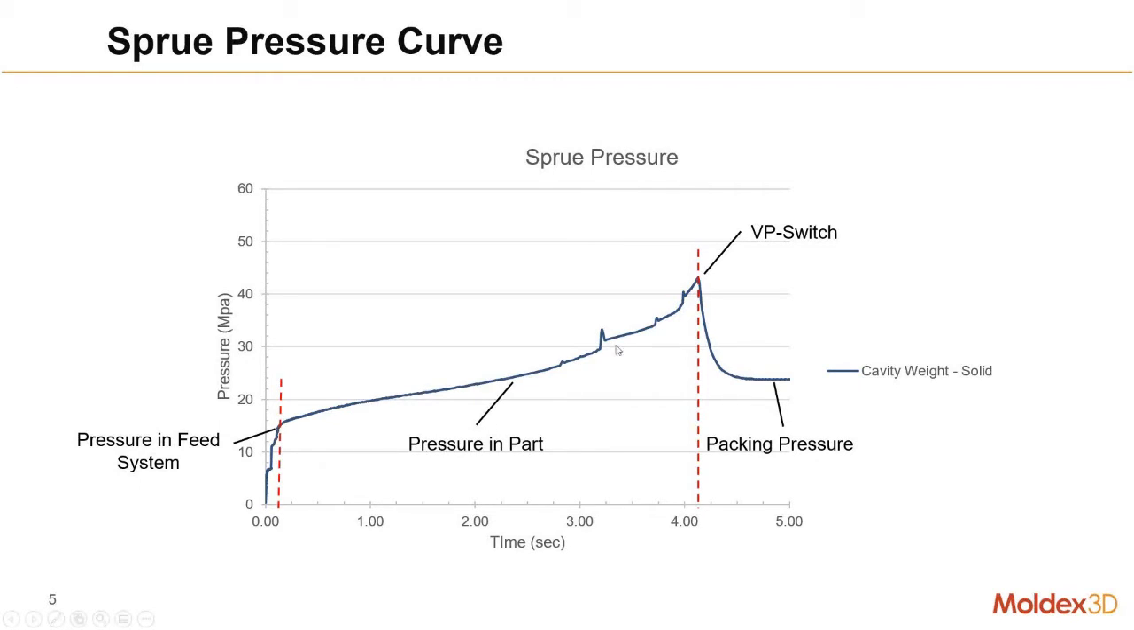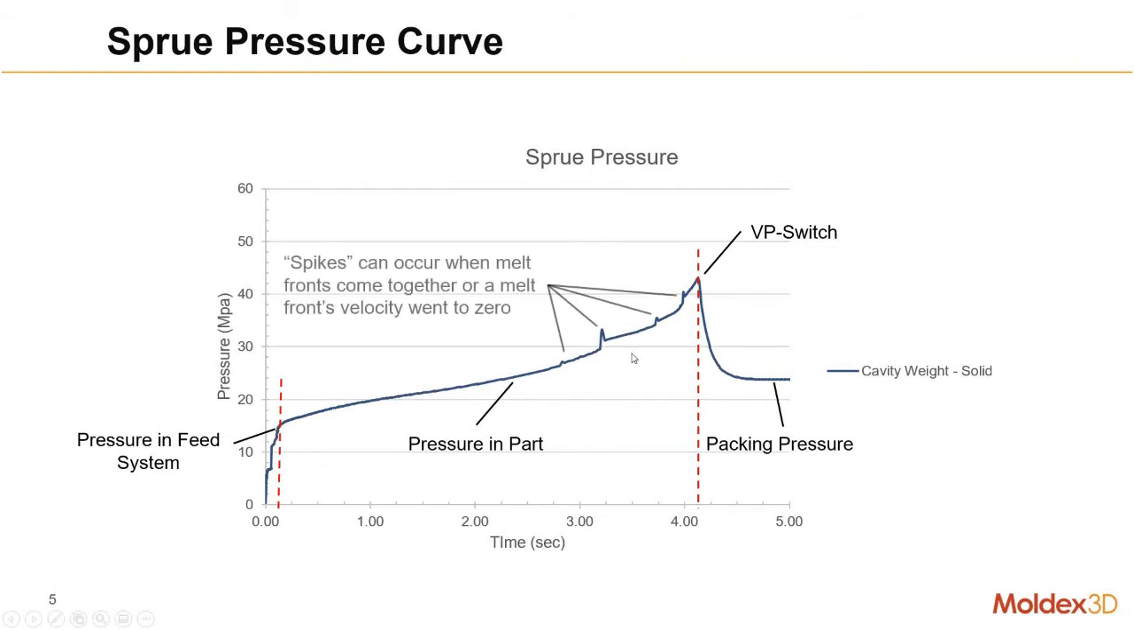The pressure in the part will tell us a lot of information. There will be an initial slope, and any restrictions that occur throughout the part may cause little spikes. These little spikes tell us where a melt front's velocity went to a local minimum, or where it went to zero. You would be able to evaluate that through the melt front time animation to see where you might need to vent your part, or where an end of fill is reached. The VP switch point is your quote unquote maximum injection pressure, and I really hate that term.